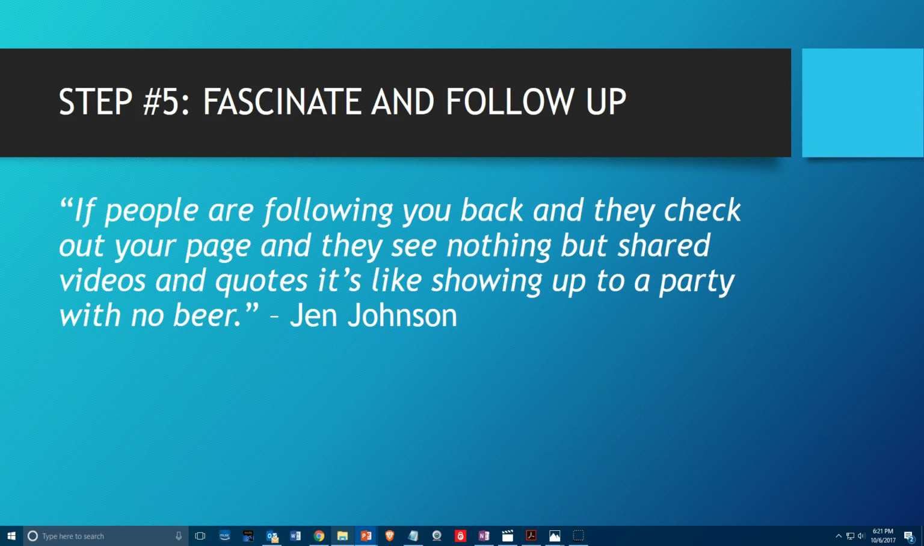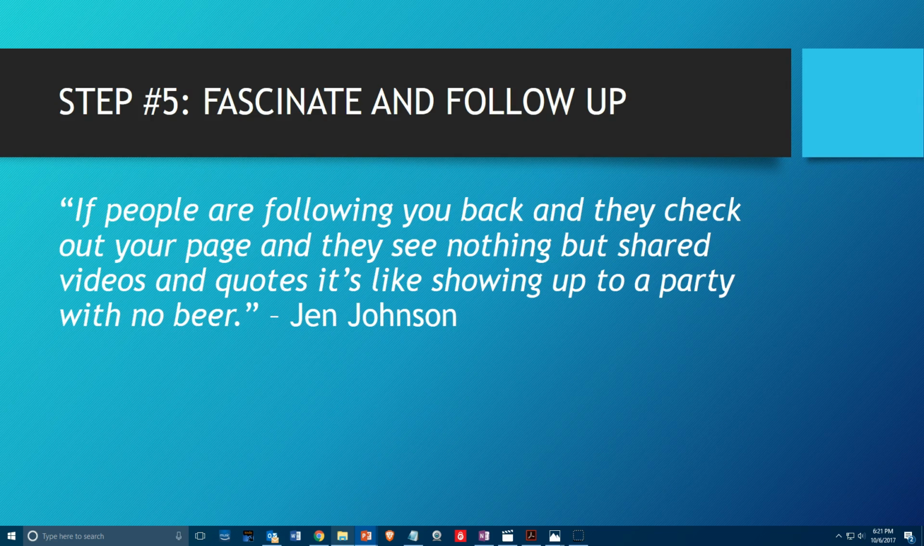And Jen says this is the part where, when people are going to follow you back, you need to be putting quality content that's going to want to get them to follow you. They're going to feel compelled to follow you and be compelled to start engaging with your posts. So Jen put it beautifully in this training.